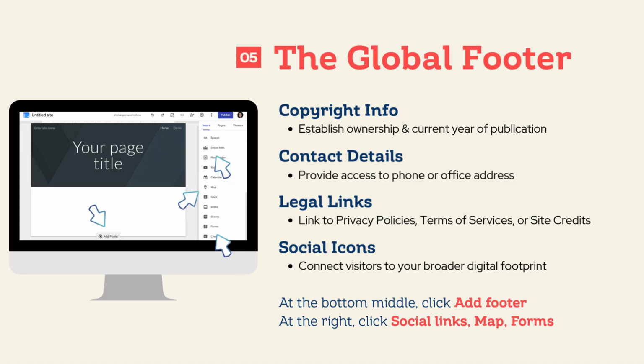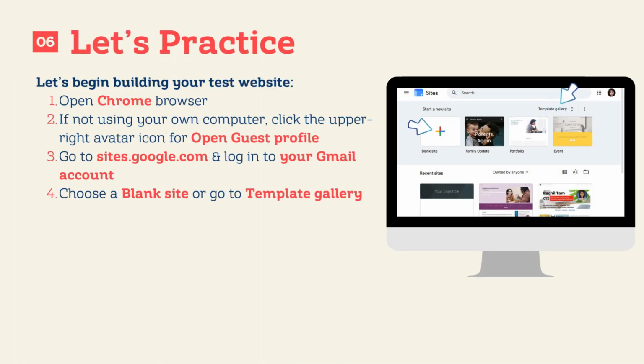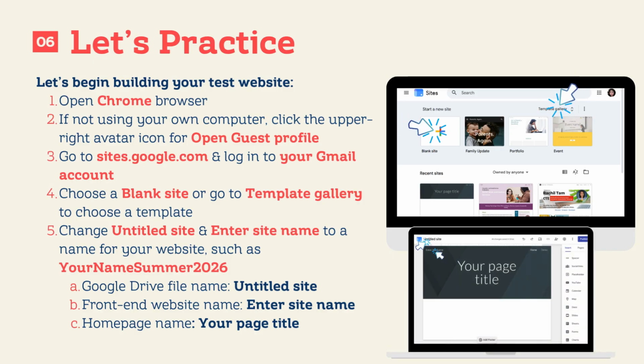Just simply go to the bottom middle of the webpage, click Add Footer, and in the right menu click Social Links, Map, Forms. Now, let's begin building your test website. Don't worry about making it perfect today. This is your sandbox to experiment with. Let's follow the steps up on the slide together to get your environment ready.